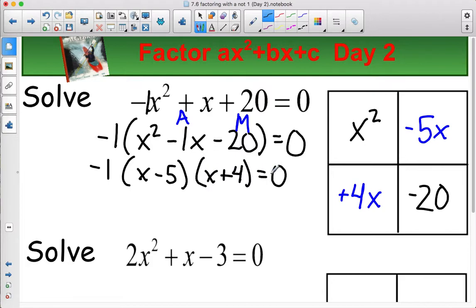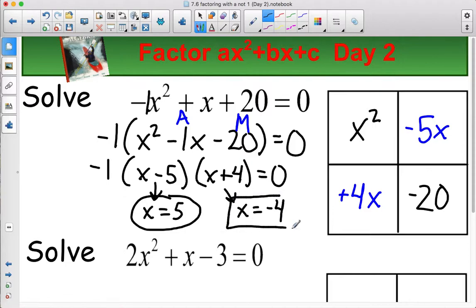So my factors have to be negative 1 times x minus 5 times x plus 4 equals 0. Then I go down the line. This negative 1 will never be 0, but this could be if x equaled 5. So there's one of my answers. And here's my other one. Would be if x equaled negative 4. We have two answers because we're studying quadratics, and quadratics' highest power is a 2.